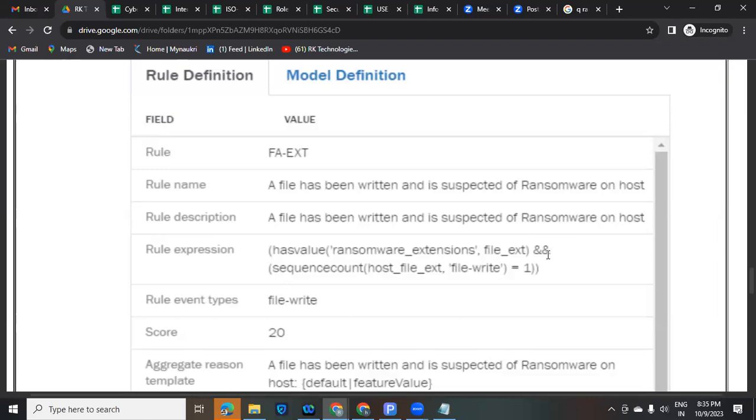And is a Boolean algebra function. Sequence count. Okay, so nothing but our integrity value, basically, that is called sequence count. Host underscore file extension: whatever file the end user has downloaded in the host machine. That may be a laptop or MacBook or workstation or desktop or even a Windows server or Linux server. So that is the meaning of host file underscore extension file write.